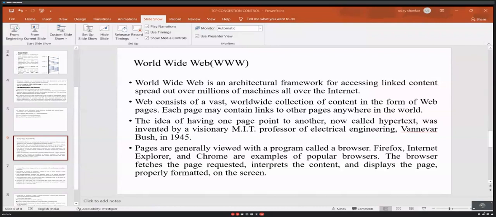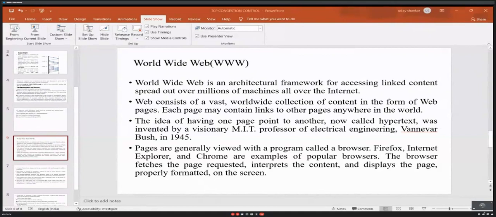This idea of having one page point to another was invented by a person named Vannevar Bush. We call it a hyperlink. Hyperlink means that when you are accessing one particular web page, in order to go to another web page or the content which is linked to it, you just click on some link. That we call a hyperlink. The idea of the hyperlink was invented by Vannevar Bush.